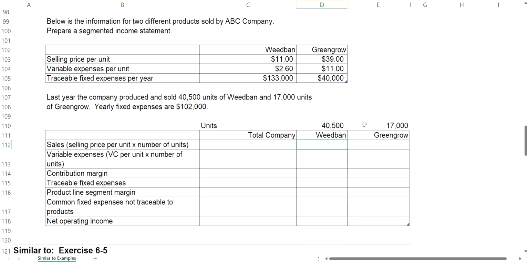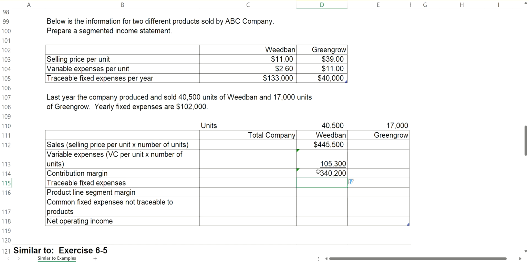And let's start with WeBan. So sales would be 40,500 units, and WeBan sells at $11 per unit. So therefore, sales for WeBan are 445,500. Variable costs are 40,500 units at $2.60 a unit for 105,300. I will subtract to get a contribution margin of 340,200.